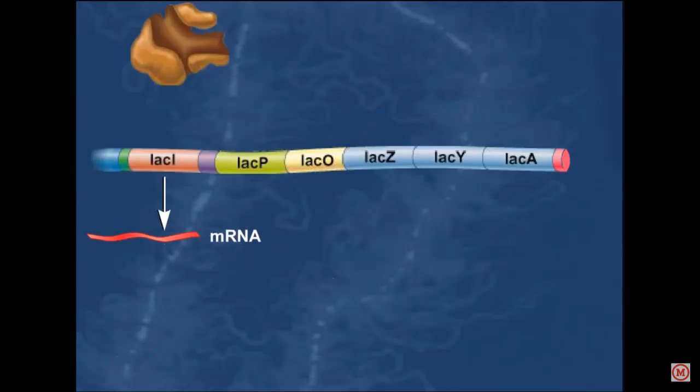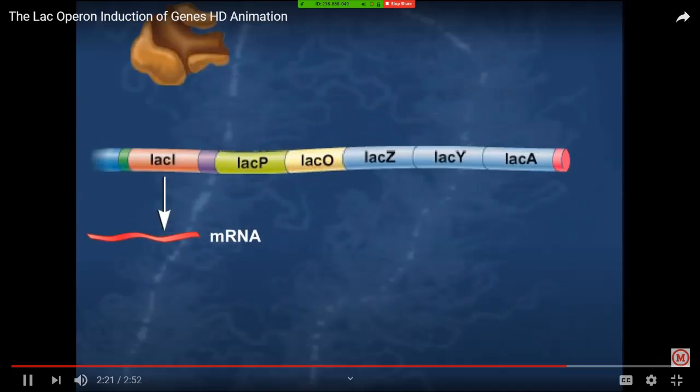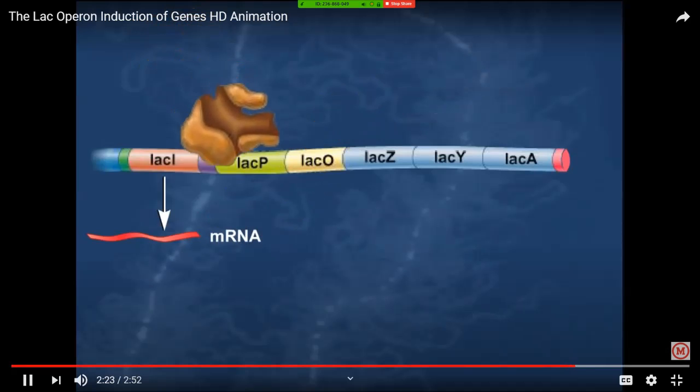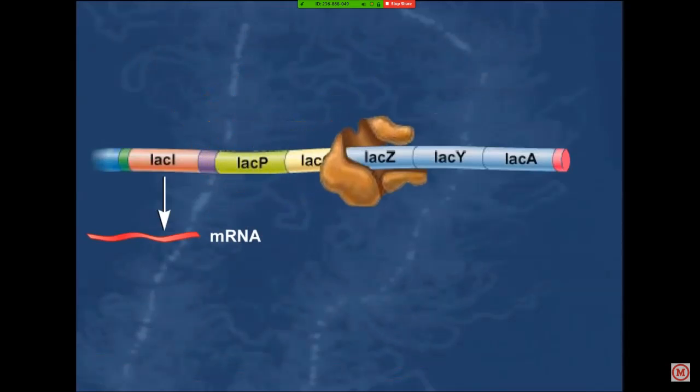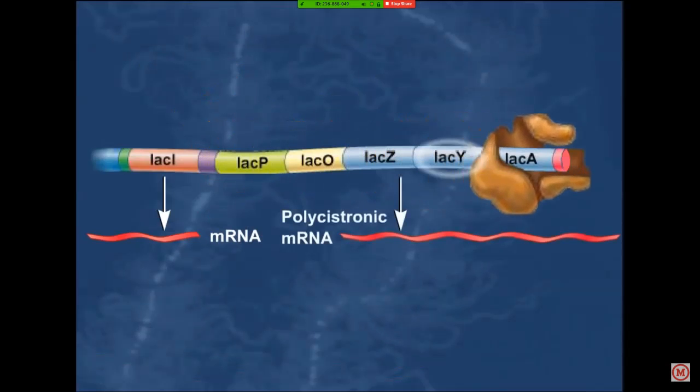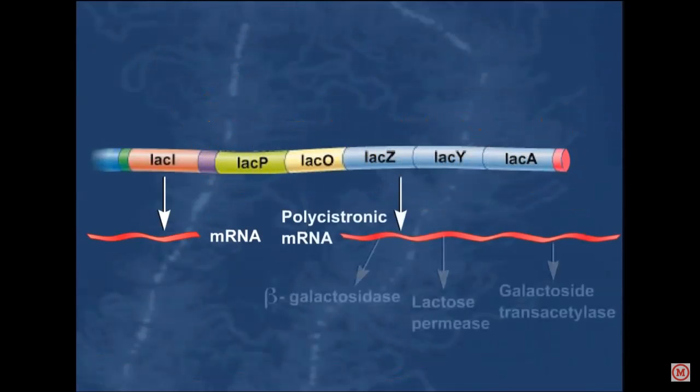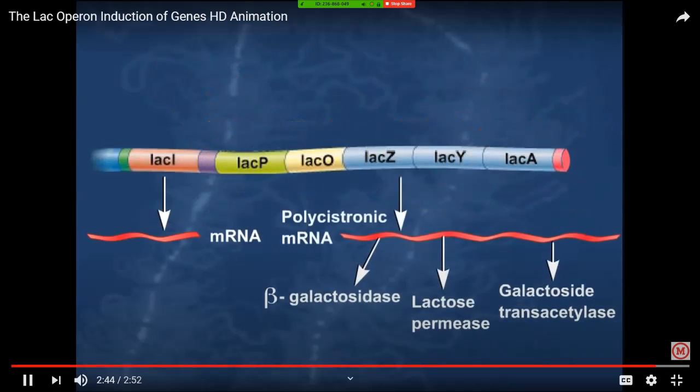Without an active LAC repressor bound to the LAC operator site, RNA polymerase is able to bind to the promoter, and a polycistronic messenger RNA is transcribed that includes the LAC-Z, LAC-Y, and LAC-A genes. This polycistronic messenger RNA is then translated to produce the beta-galactosidase, lactose permease, and galactoside transacetylase proteins. Therefore, the induction of the LAC operon enables the bacterium to efficiently transport lactose into the cell and metabolize it.